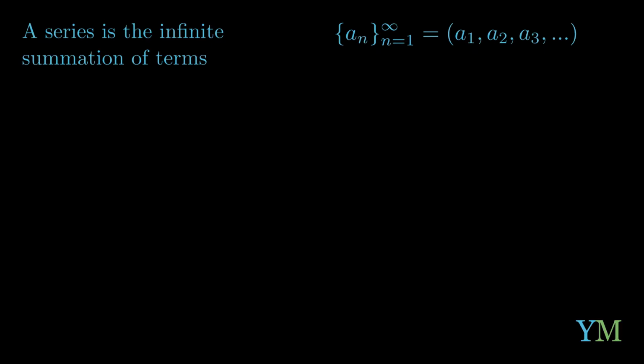a1, a2, a3, and so on. Now, all we need to do is sum all these elements together. We can start with a1, add to that a2, add to that a3, and so on till infinity. Okay, now we have a series, an infinite sum of elements. In short, we'll just write sigma, n goes from 1 till infinity, of an.